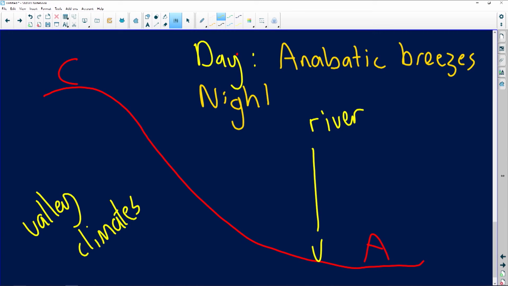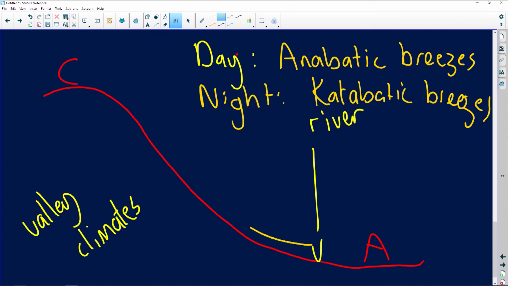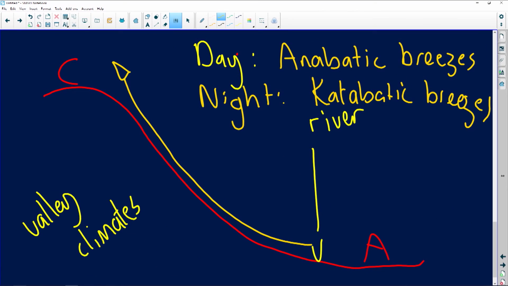Now, during night times, we experience Catabatic breezes. Now, what do we know? Let's just quickly revise on the local climate. Anabatic breezes happen during the day. So what happens during daytime? It obviously warms up the slopes. What happens? The air starts to rise upslope. At nighttime, what happens? The land cools much quicker, especially on the slopes, because of terrestrial radiation.